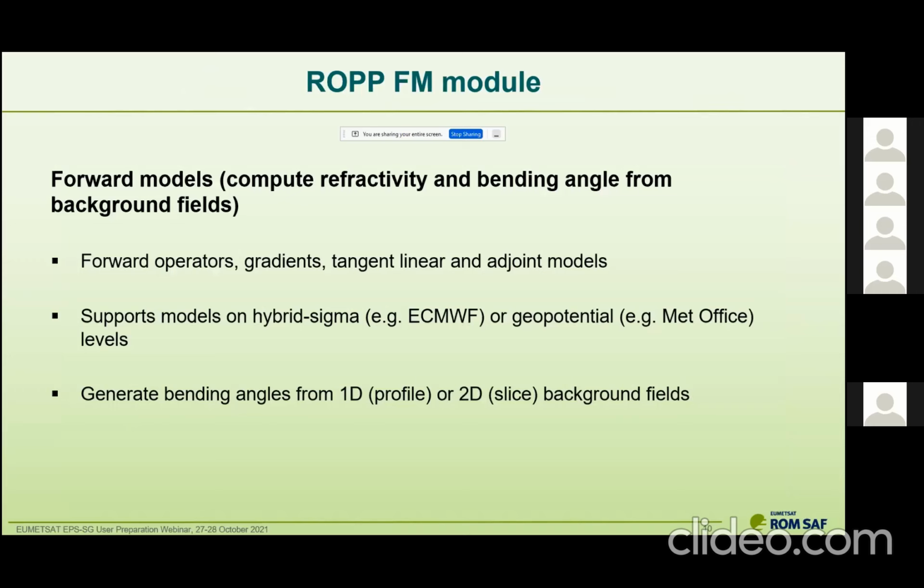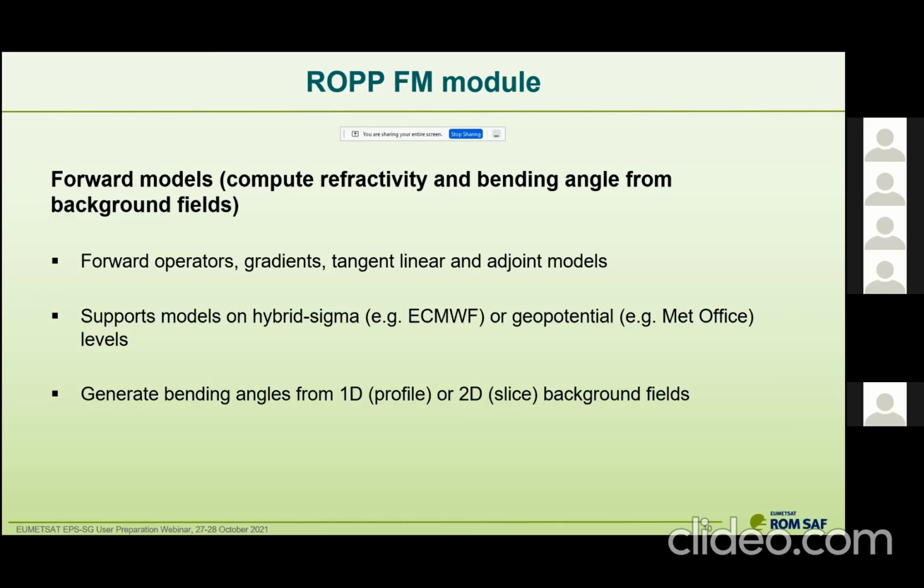The FM module is the forward model. Give you a background field of temperature, humidity, pressure, and it can calculate the refractivity and the bending angles. That's the forward operator. It also calculates the gradients, the Jacobian matrix, if you like, of those, and the tangent linear and the adjoint models as well, which will be used in the 1D-Var module, which I'll come up to in a second.